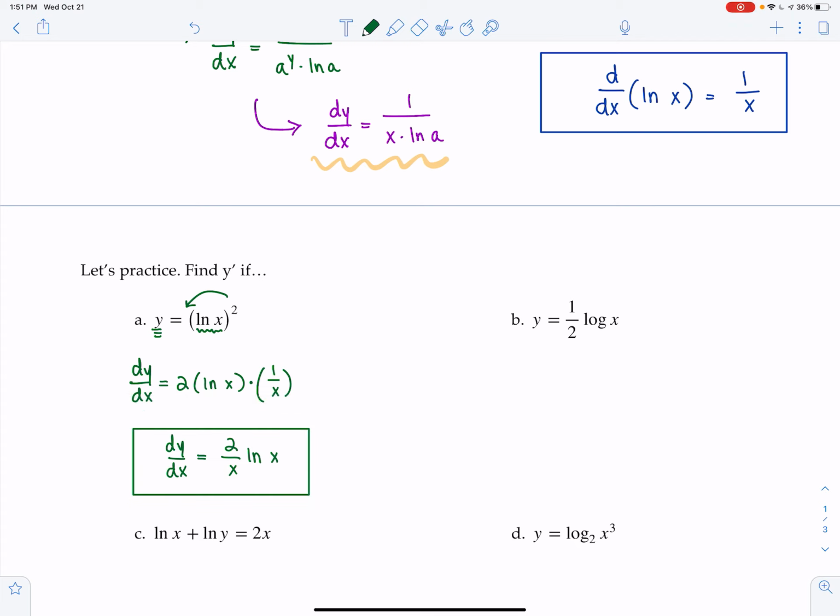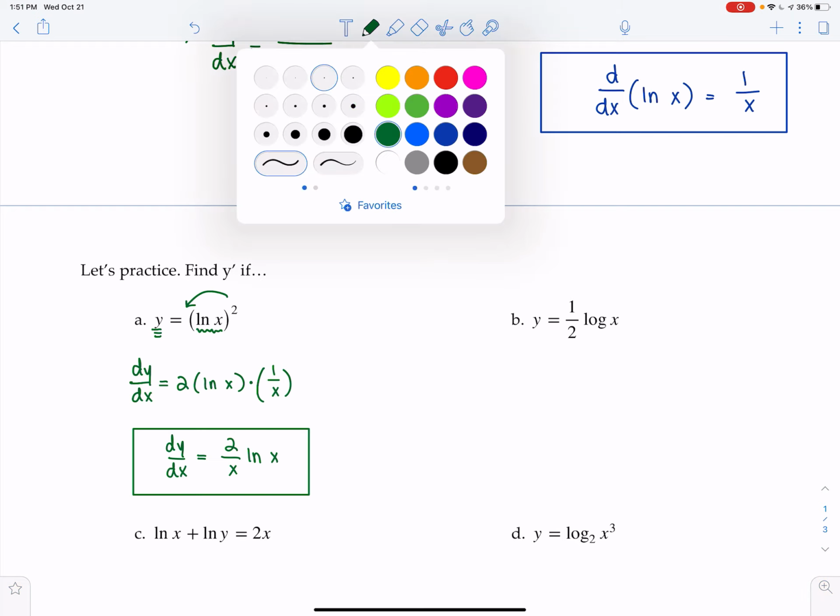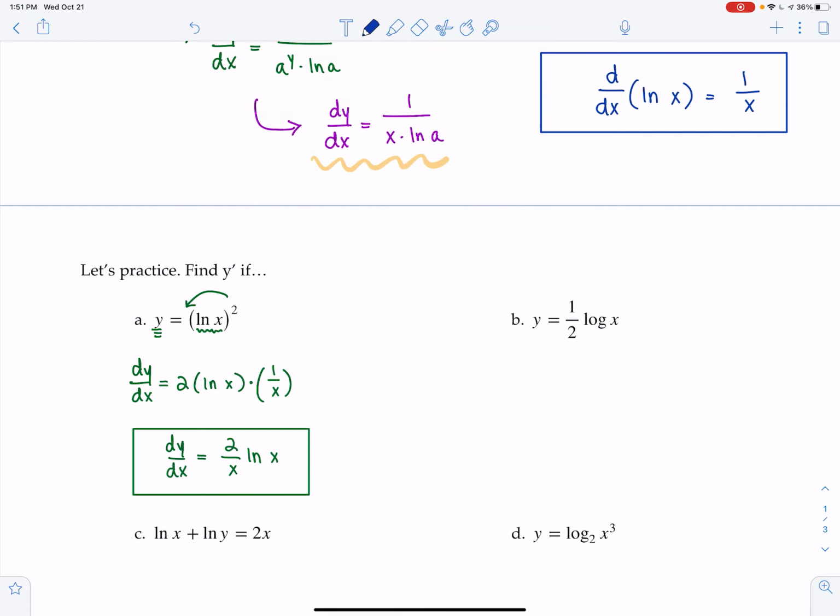Letter B is even faster, but what might trip you up in letter B is wondering what the base is for the log. And because it's not written there, and that's intentional, that wasn't a typo. But just remember, if we ever have a log without a base written, it is assumed that the base is 10. So once you know that, this is just a very fast problem, dy dx.